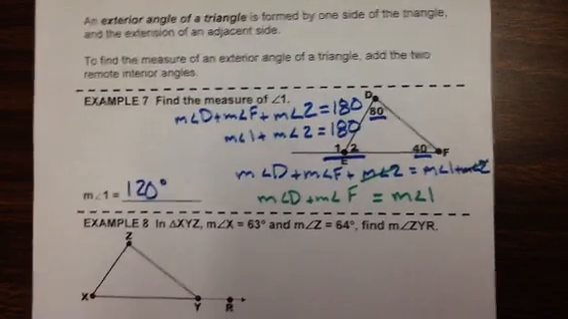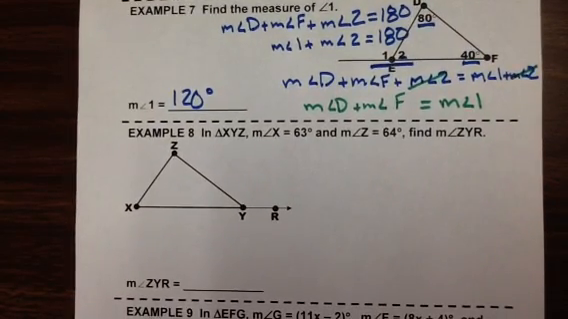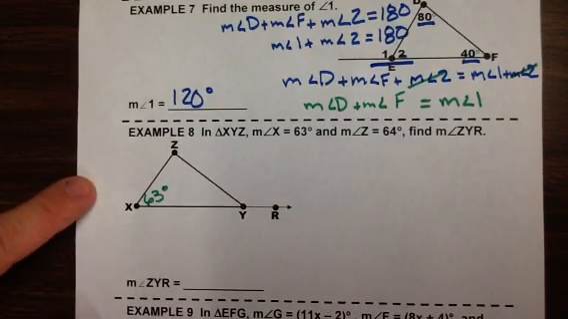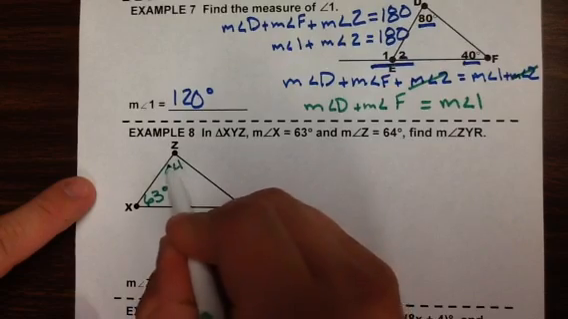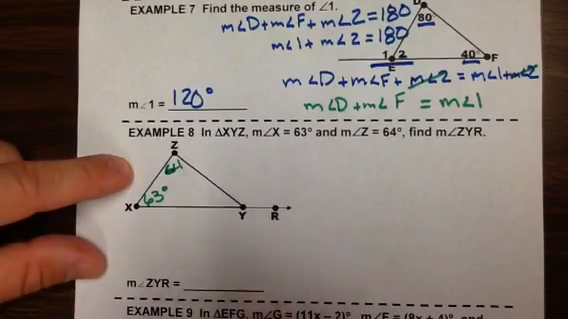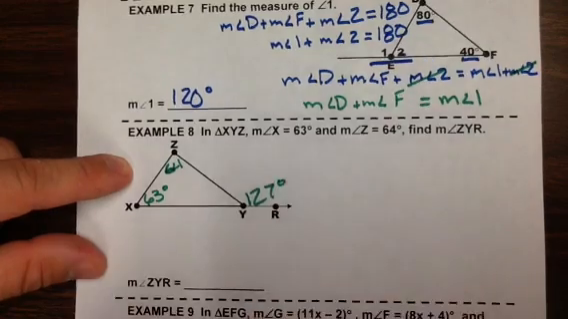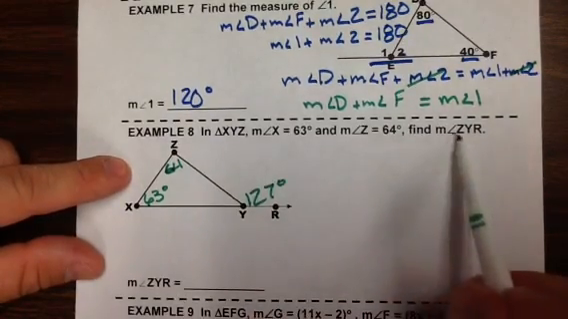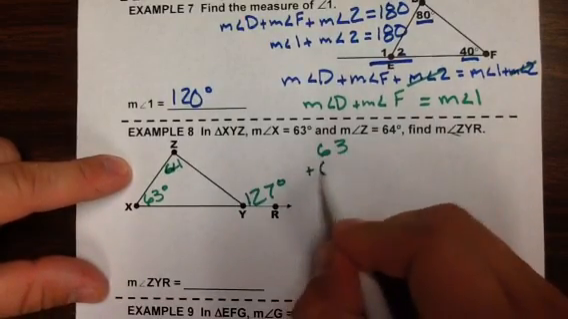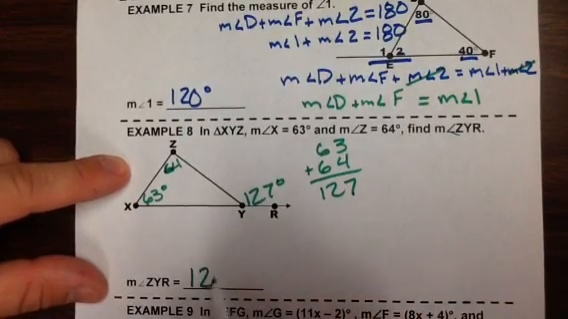So, looking down below, this is important for us to see. Example 8. Measure of angle X is 63 degrees. The measure of angle Z is 64 degrees. So based on our rule, 63 plus 64, okay, that's 127 degrees. That would be my exterior angle. They asked me to find the measure of ZYR. So 63 plus 64, 127, that would be my answer, 127 degrees.